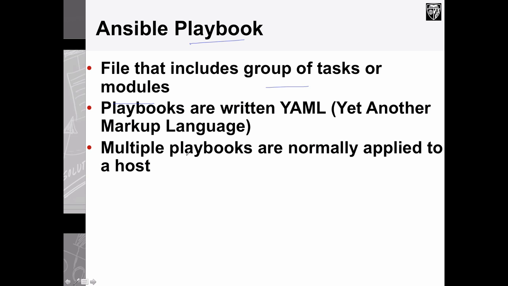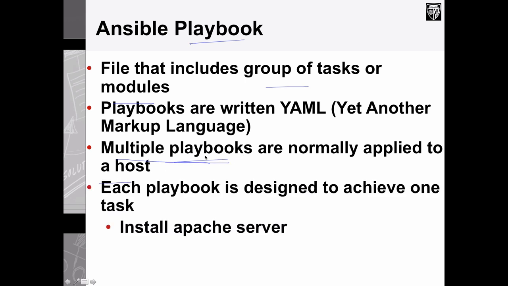Typically when you are creating these playbooks, you create one playbook to do one thing. For instance, one playbook just installs Apache and configures it. Another playbook installs the database server and configures it. One playbook might create the users, and so on. So you want to have a modular framework when you're writing Ansible playbooks. And what we do is take multiple playbooks and apply them to a host. Like I said, each playbook is designed to achieve one task, so one task may be to install an Apache server.